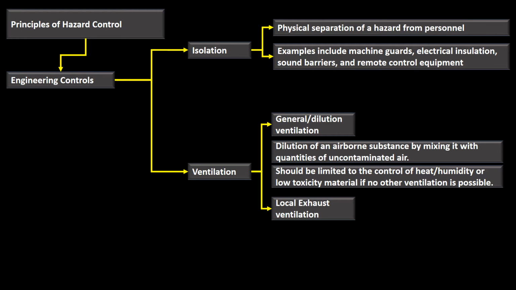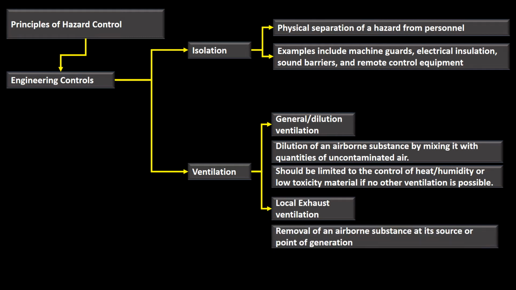So we can use general ventilation to reduce that heat and humidity, or if we do have a toxic material, it's got to be low toxicity. We don't want to use it in something that's super toxic, okay? That's where we want to use local exhaust ventilation.